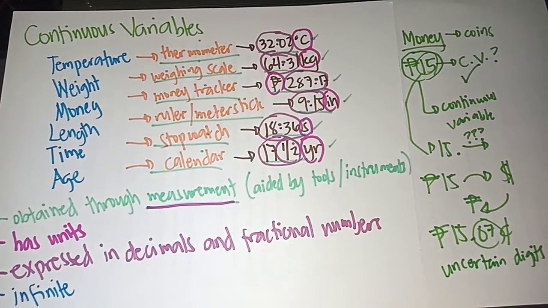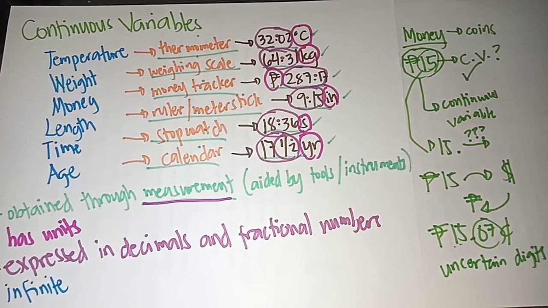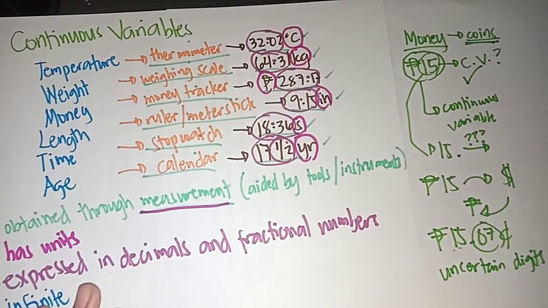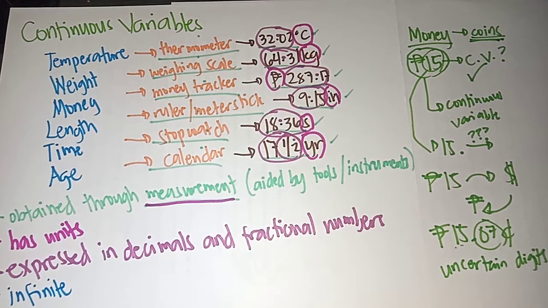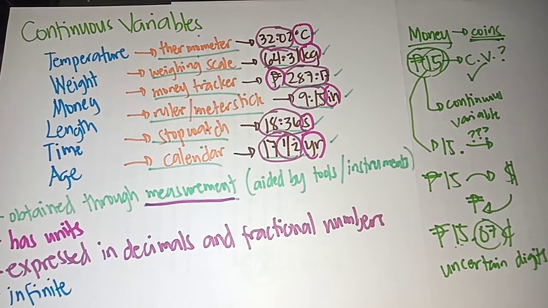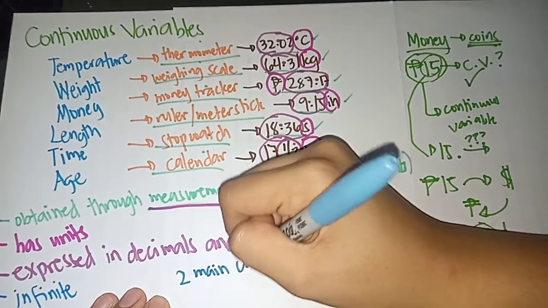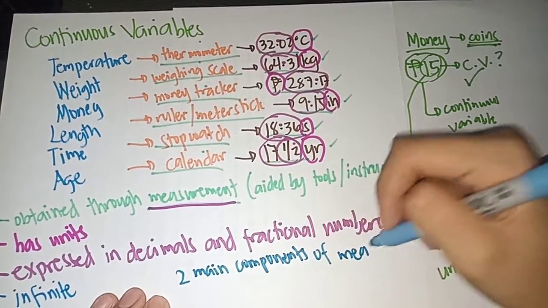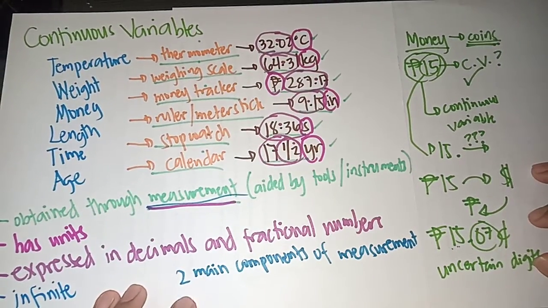So, also, we measured the amount of money still. Even though we counted the coins, we still measured the money because coins are actually instruments with which we measure money alongside bills. So, as additional knowledge, there are two main components of measurement. Since continuous variables are obtained through measurement, let us know the two main components of measurements.